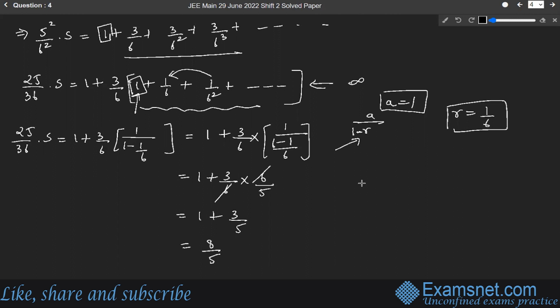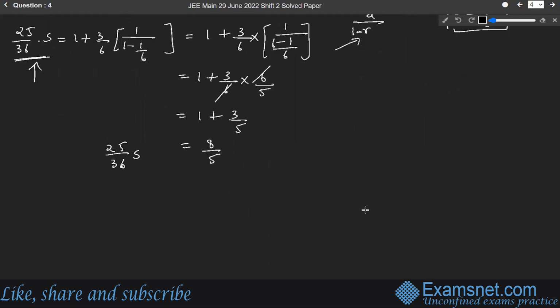8 by 5. Okay. Remember that this expression is equal to what? 25 upon 36s. It is the left hand side, right? Now we have only simplified the right hand side. So the equation is 25 upon 36 into s is equal to 8 by 5. So let us find s. What is s? S is the sum of the infinite series, right? So s will be equal to 8 by 5 into 36 upon 25, right? This expression will be reciprocal when it will go to the right hand side.